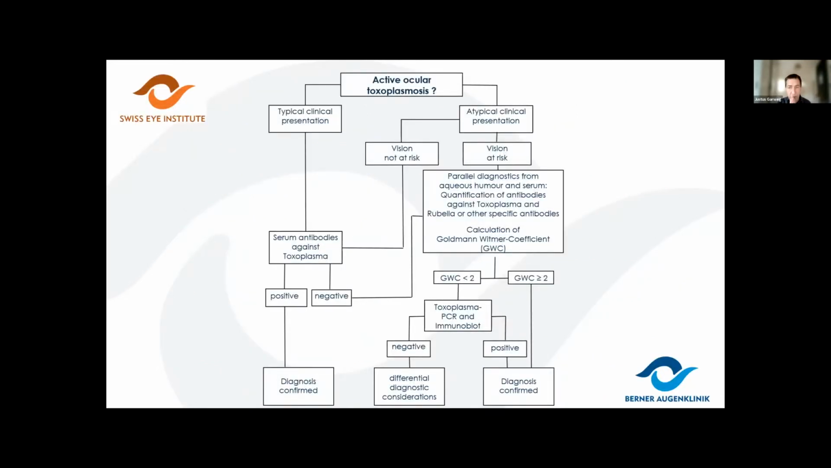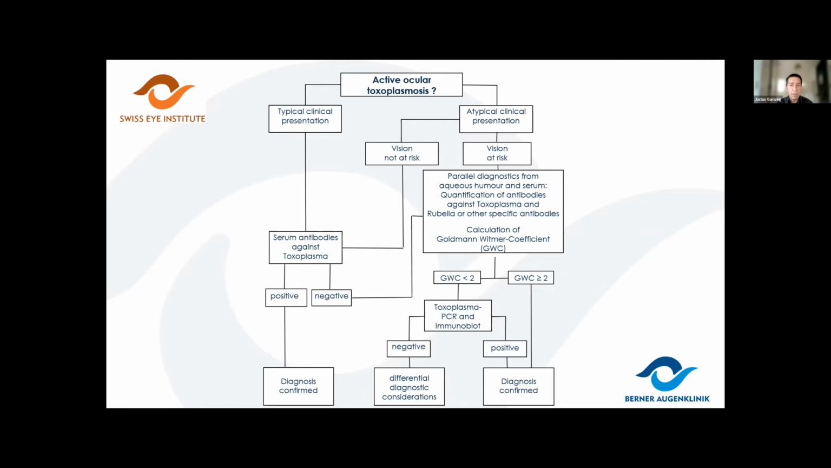And this leads to an algorithm for how to diagnose toxo. You have a typical clinical presentation, and you may, if you're not completely sure, test for serum antibodies. If these are positive, you do not do further testing. But if the serum antibodies are negative, then you have to go into the differential diagnosis of toxo.